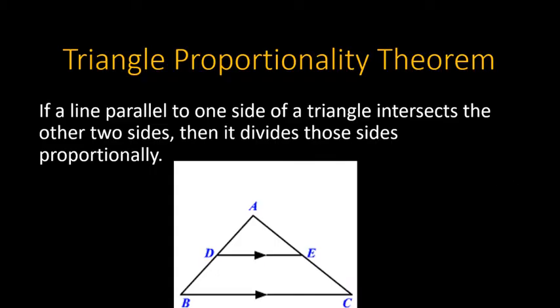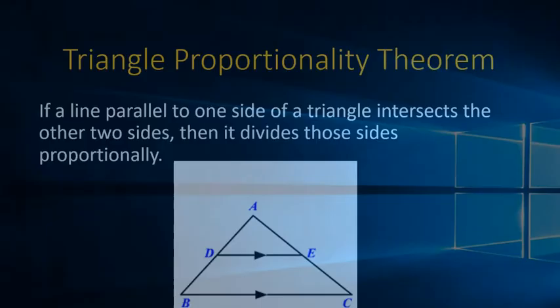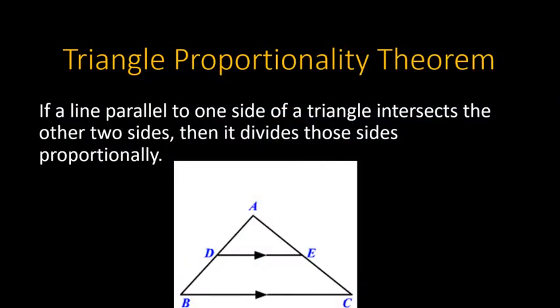First of all, what is the triangle proportionality theorem? Well, the triangle proportionality theorem tells us that if a line parallel to one side of a triangle intersects the other two sides, then it divides those sides proportionally. Again, if a line, and this is our line here, so looking at line DE, if we know that line DE is parallel to segment BC, then we know that it is dividing this side of the triangle and that side of the triangle proportionally.